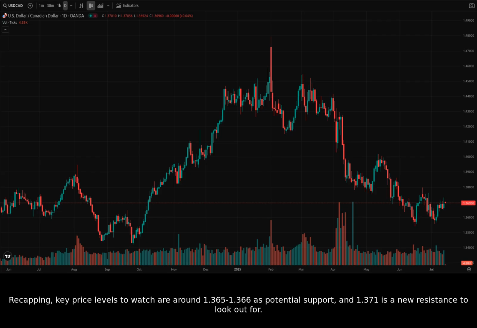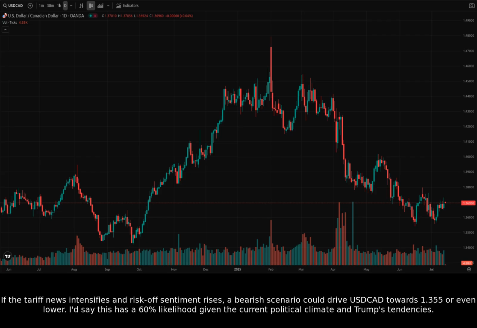Recapping, key price levels to watch are around 1.365 to 1.366 as potential support, and 1.371 is a new resistance to look out for. If the tariff news intensifies and risk-off sentiment rises, a bearish scenario could drive USDCAD towards 1.355 or even lower. I'd say this has a 60% likelihood given the current political climate and Trump's tendencies.